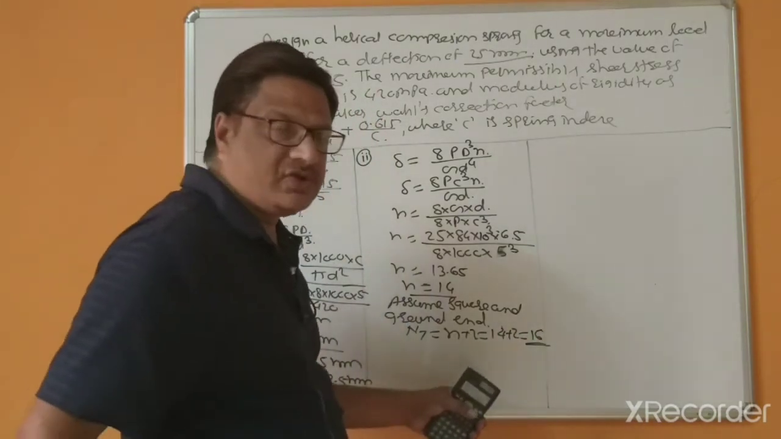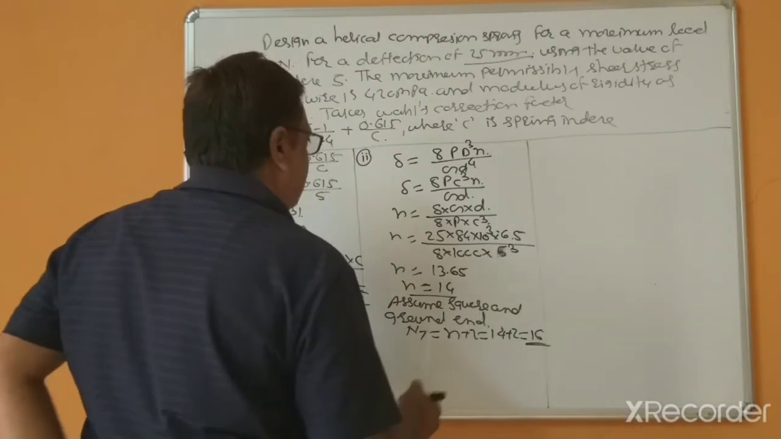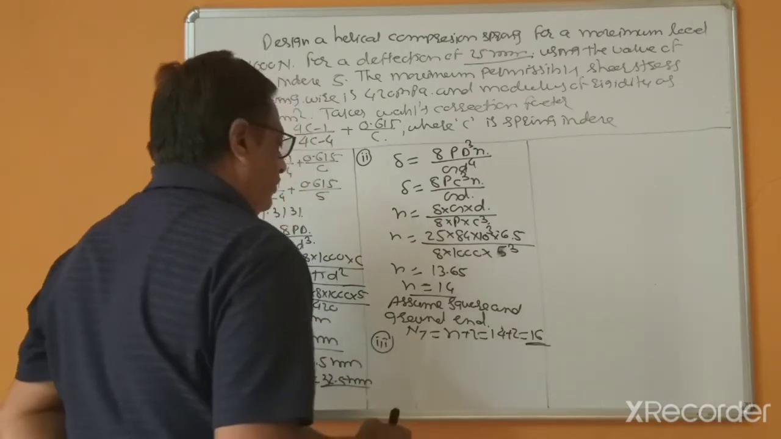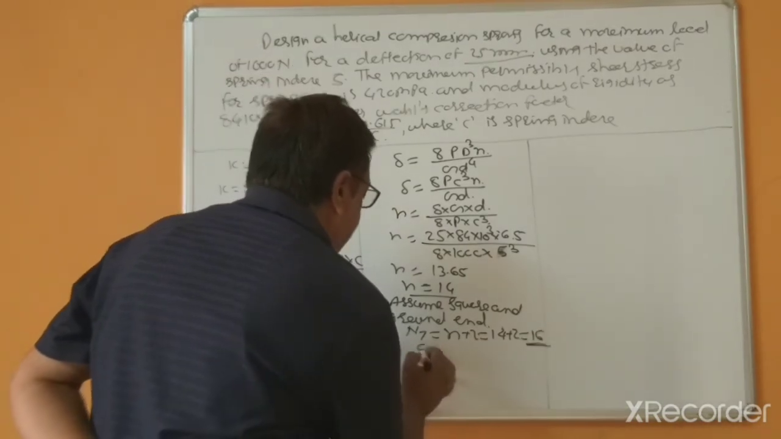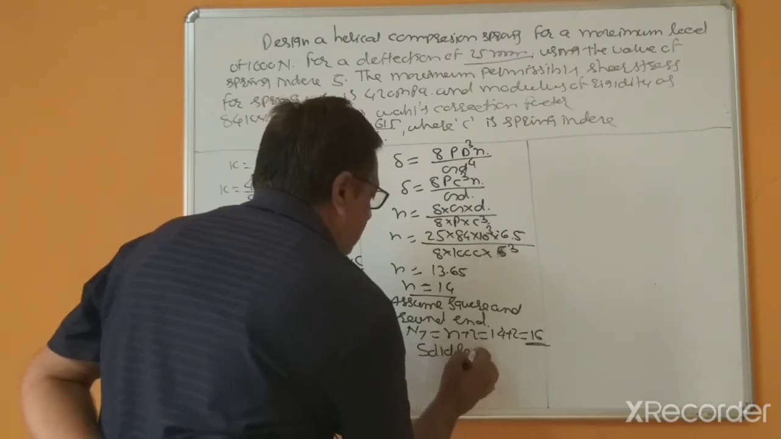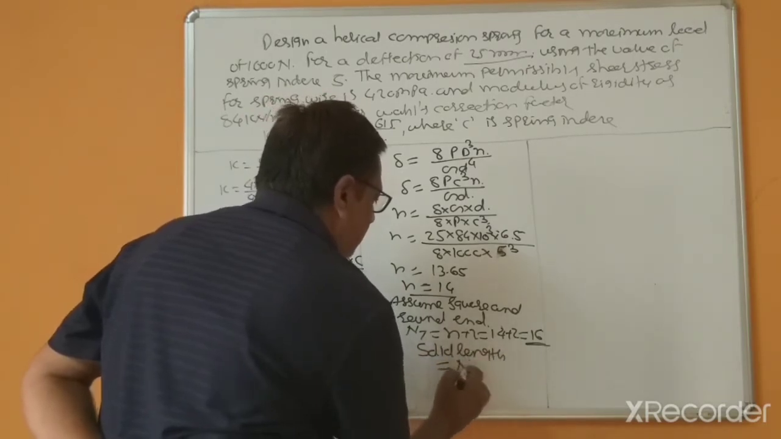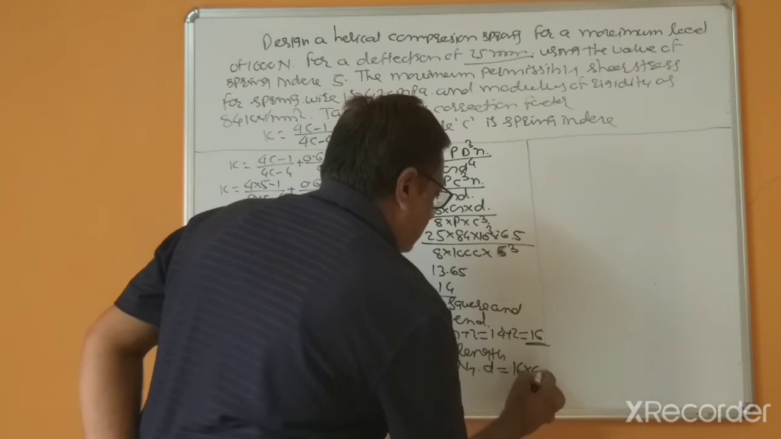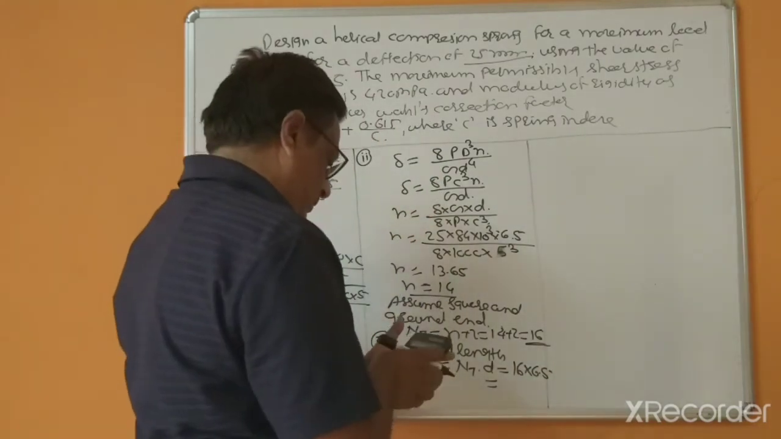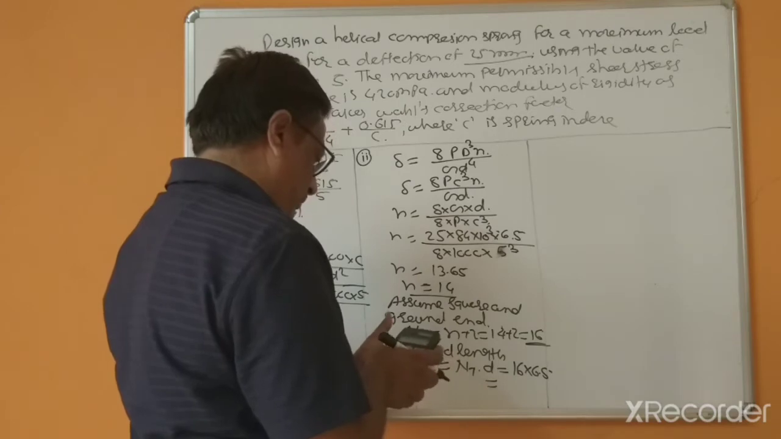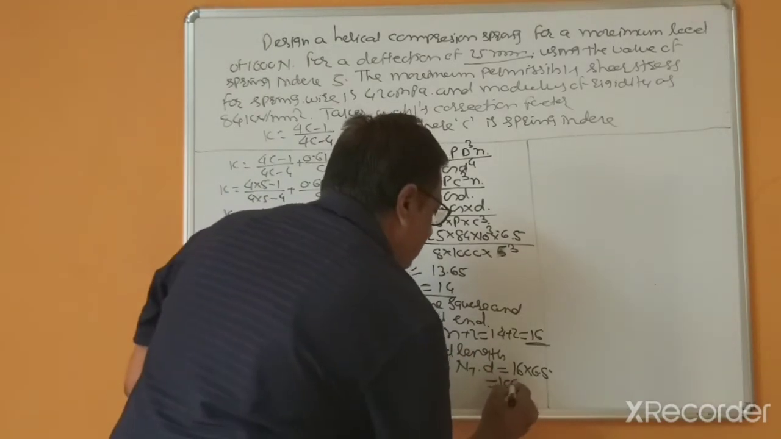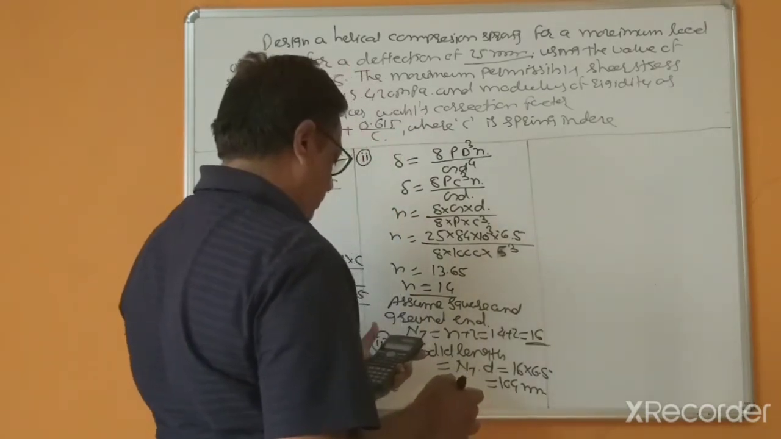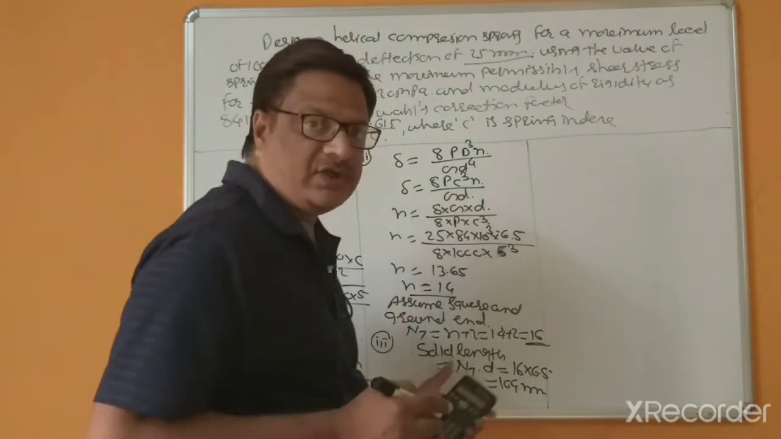This is very important because solid length, by using this formula you can calculate. And the third is the solid length. Solid length equal to what is the formula? Nt into d. 16 into 6.5. This is equal to 104 mm. That's why next, what is next?